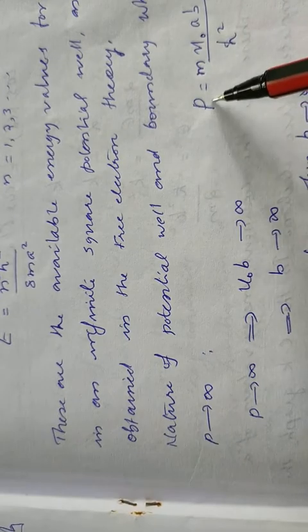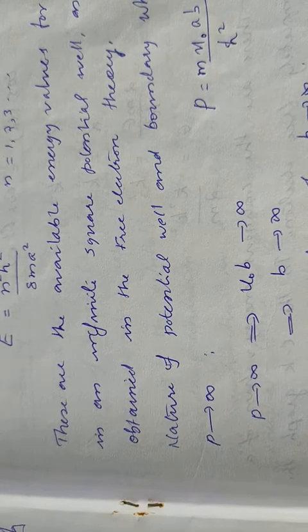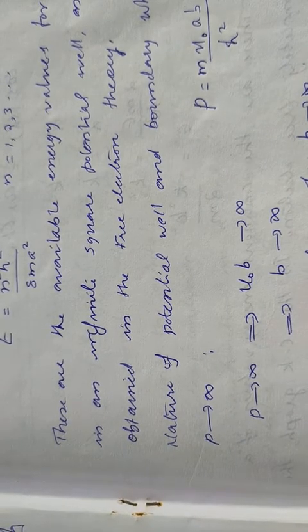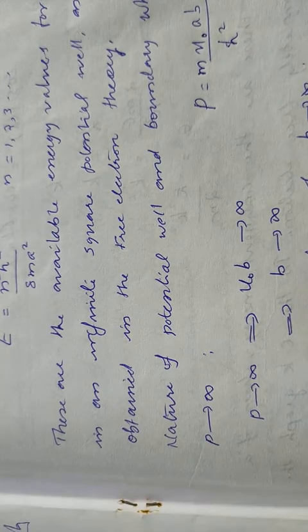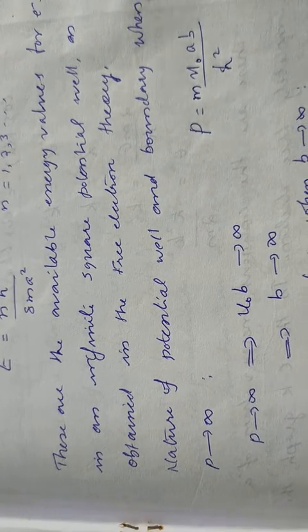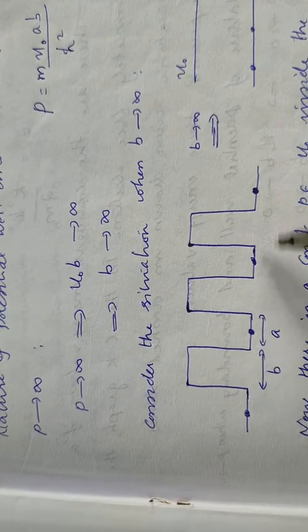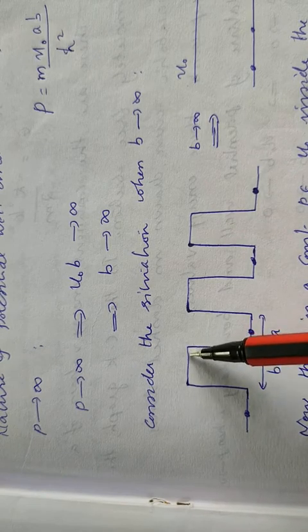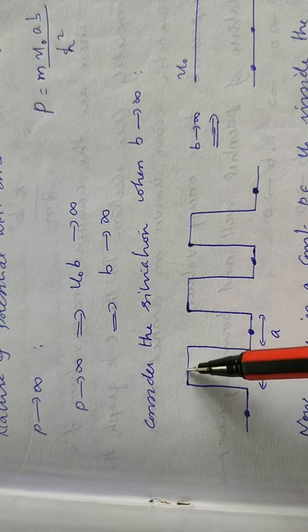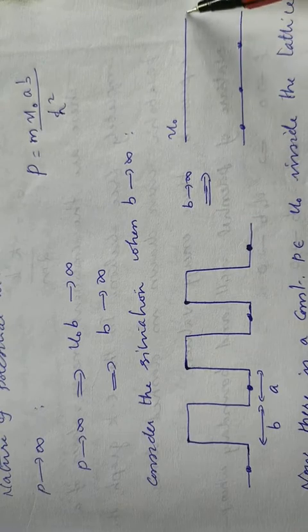So when P tends to infinity means u0 into b tends to infinity. So that implies b tends to infinity. That is, the width of the potential region is going to infinity. So consider the situation when b tends to infinity. This is the width b. B tends to infinity means this is infinitely large, means this will be like a constant potential.